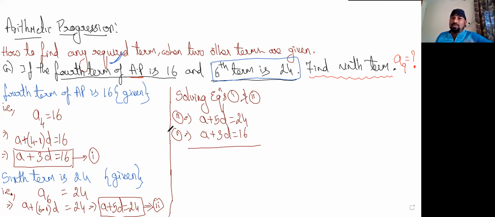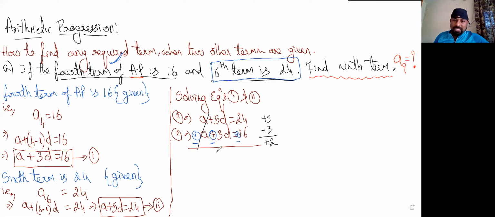To solve it, the smaller equation should have its signs changed. If you are having plus, change it as minus. Now if you check, plus A and minus A get cancelled. Here we are having plus 5D and minus 3D, which is nothing but plus 2D.